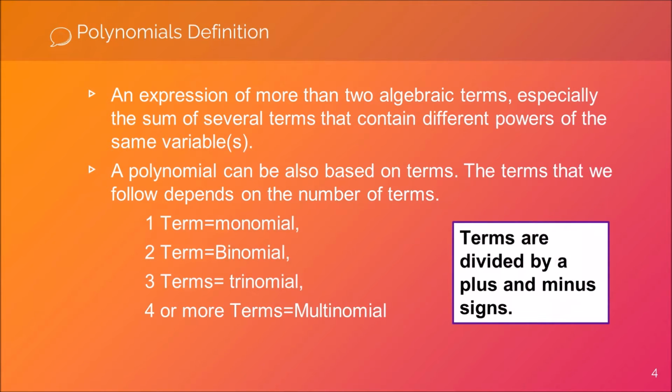Remember that terms are separated by plus and minus signs. For example, for monomial, we have x. For binomial, we have 3x plus y. For trinomial, we have 3x plus y minus z. For four or more terms, which is the multinomial, we can have 3x plus y minus x plus 3.